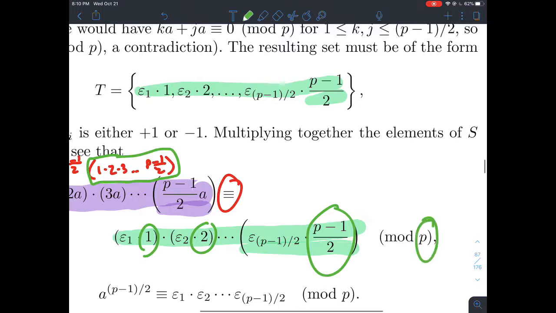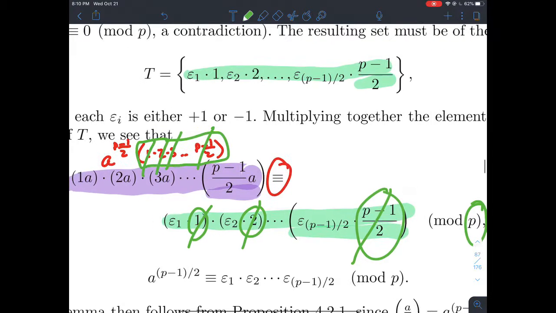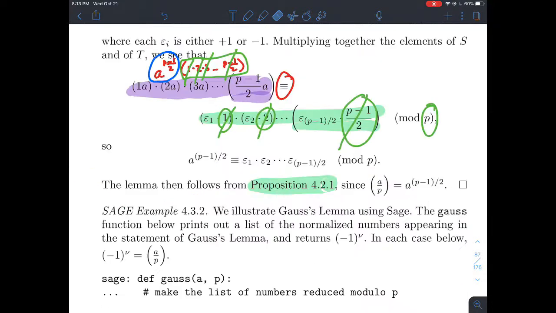And again, since this modulus is prime, we have cancellation. I can cancel, I can divide, the 2's divide, the 3's divide, etc. The (p minus 1) over 2's divide. So what are you left with? All you're left with when the dust settles is my power, A to the (p minus 1) over 2, and that's equal to the product of all these little epsilons. And remember, these epsilons are placeholders for whether you needed a positive or a negative. So A to the (p minus 1) over 2 is congruent to the product of all these 1's and minus 1's modulo p.